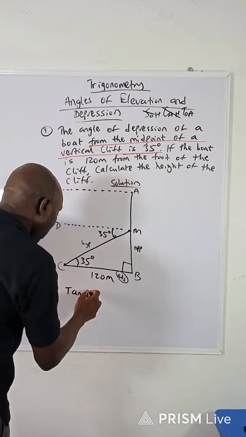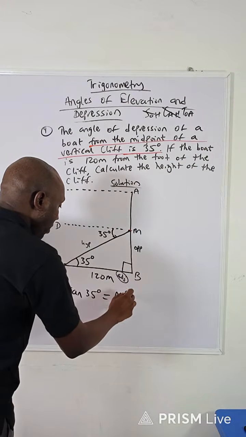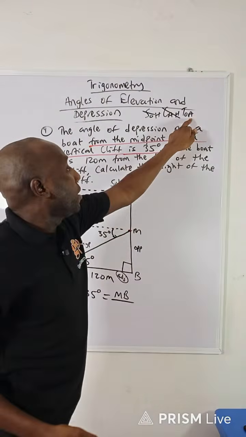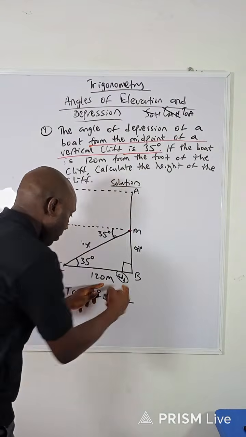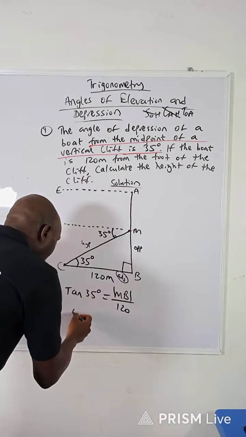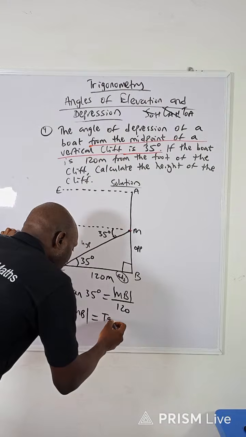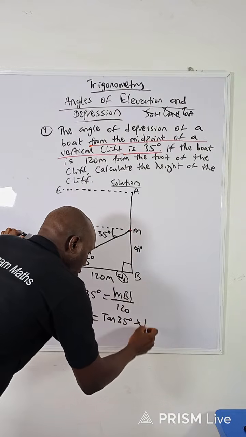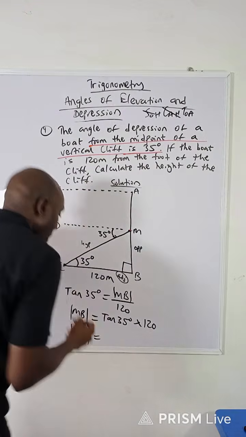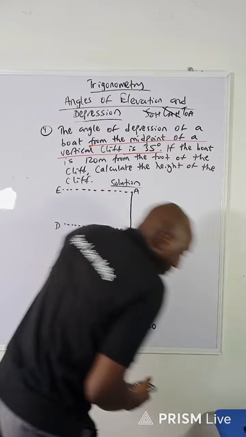So it's going to be tan theta. What's the theta? 35 degrees is equal to opposite. We can say MB, if you like, or give it another letter, over what? Over adjacent, which is 120. Then I'll just cross multiply. So side MB will be equal to what? Tan 35 degrees times 120 meters. And MB will be equal to what? Tan 35. What is tan 35?